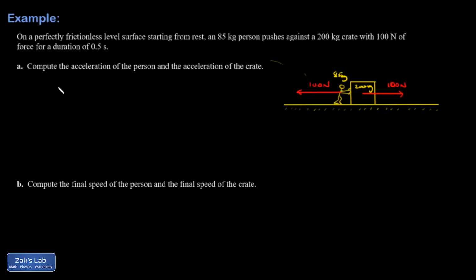So the acceleration of the person, there's only one force, so I'm not even going to write F net. It's going to be F over m. 100 newtons over 85 kilograms. All right, so the way I've written this is a magnitude of an acceleration. If I put a vector hat over it, I would indicate direction with a minus sign. So I end up with 1.18.